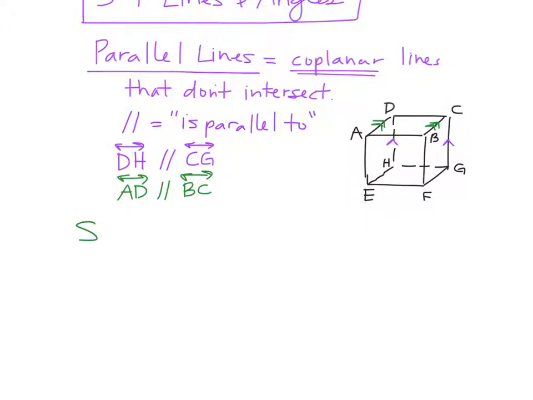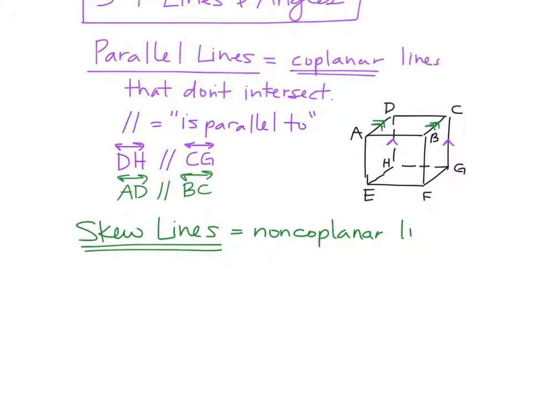Skew lines. Skew lines are the reason we can't define parallel lines as lines that never intersect, because skew lines don't intersect either. The difference is skew lines are non-coplanar. Lines that don't intersect. Okay, non-coplanar being the key word there. They cannot lie in the same plane.